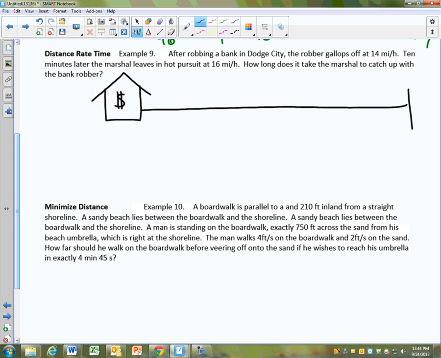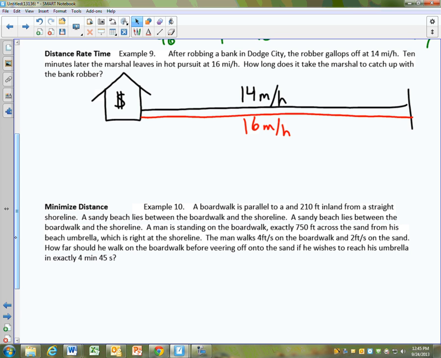He's too slow. Exactly. He's going at 14 miles an hour, and the marshal leaves at 16 miles an hour. So one will overtake the other at some point. We'll say 14 miles per hour. All right, we'll say the police are red. They come on after them, and eventually the police catch up, right? And their rate is 16 miles an hour.